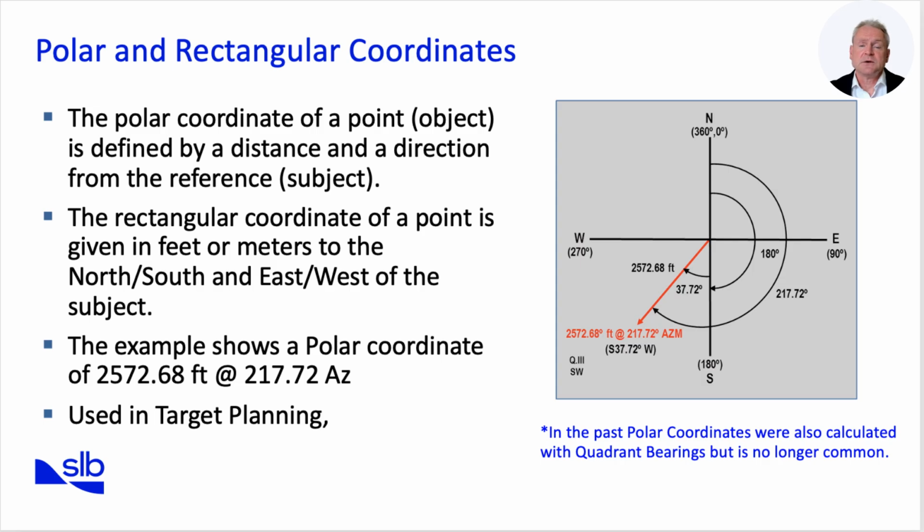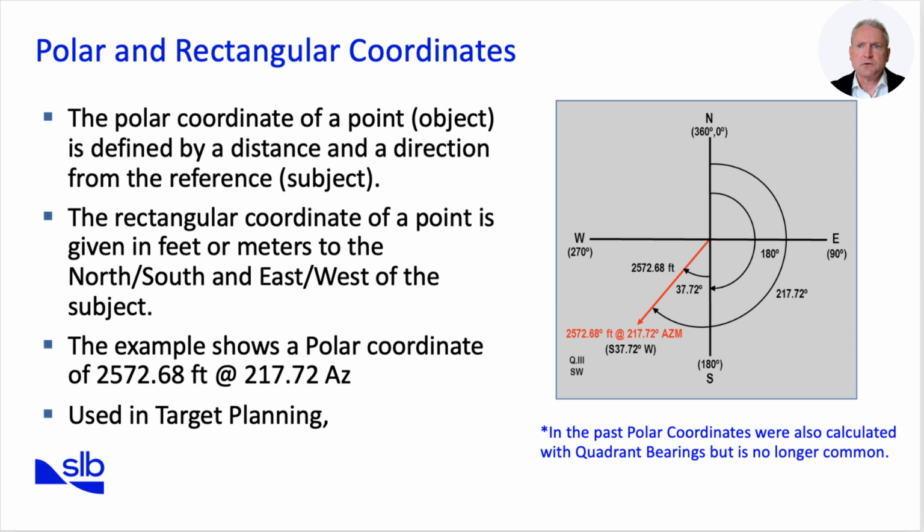Polar and rectangular coordinates, two essential systems for defining wellbore positions in directional drilling and well planning. Polar coordinates define a location based on two components, a distance and a direction from a fixed reference point, typically the surface location or another well. In the example shown, the wellbore's position is represented as 2,572.68 feet at an azimuth of 217.72 degrees.